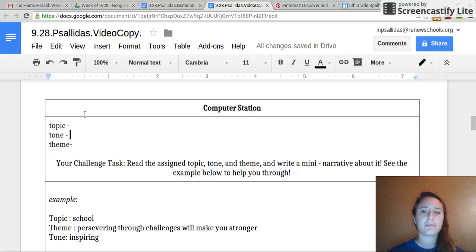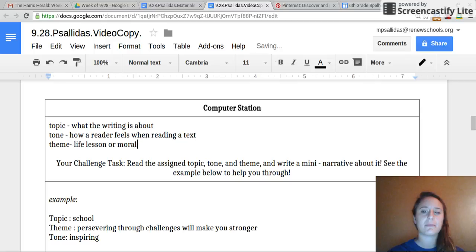Go ahead and jot down these notes. So the topic of a piece of writing is what the writing is about. And then you guys know the next two. What is tone? Tone is how a reader feels when reading a story or when reading a text. And then theme is a life lesson or moral. Jot these down and pause when you're done.